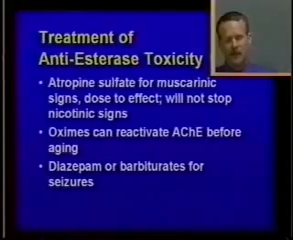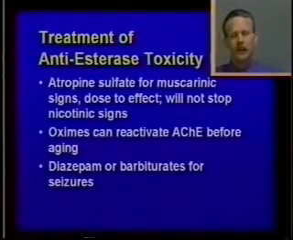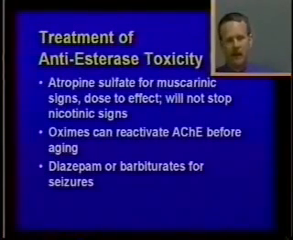Another step that can be taken in treatment of an antiesterase poisoning is to administer an oxime, sometimes called 2-PAM or proto-PAM. Oximes are capable of reactivating acetylcholinesterase before aging has occurred. So if you can give these compounds early in the course of poisoning, they're often effective. It can reduce the toxicity of the antiesterase insecticides.